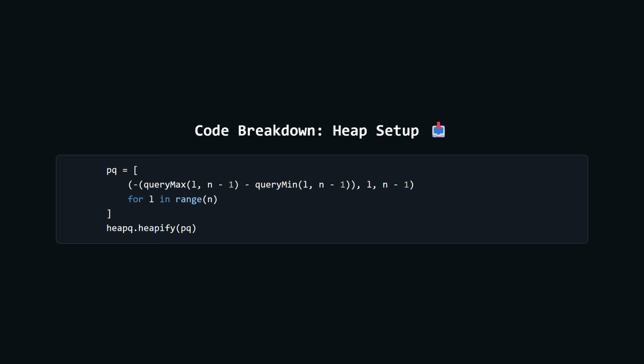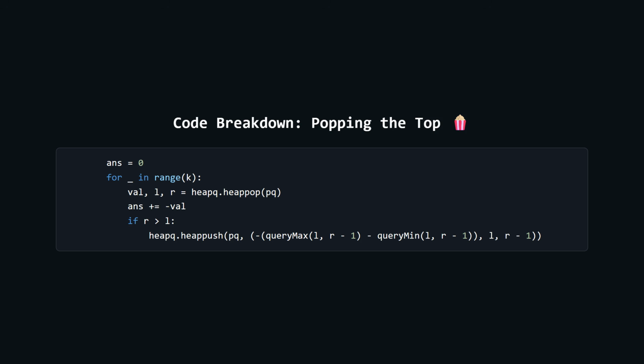Next, we calculate the score for the largest possible subsection, starting at every single position, and we throw all n of these scores into our heap. We make the values negative because Python uses a min heap by default, and this tricks it into acting like a max heap. Finally, we just pop the top item off the heap exactly k times, adding its score to our total answer. Whenever we pop one, we calculate the score for the subsection ending one spot earlier, and push that new candidate back into the heap.